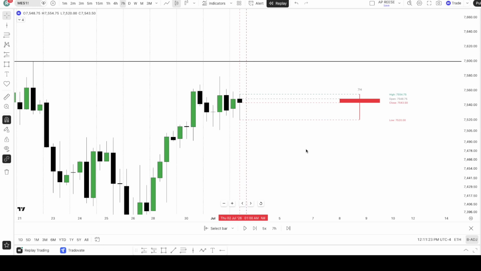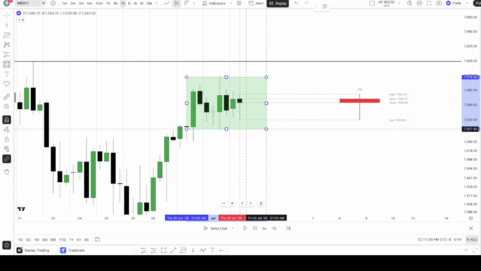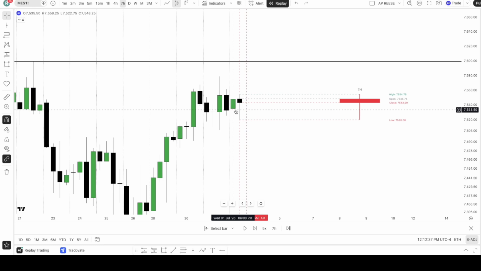In this next example, using MES on the 7-hour time frame, we can see that price is currently inside this tight range. You do have price coming up, sweeping this swing high, but then price just closes back inside the range and it's just sitting here. So many traders will look at this like, man, price ain't doing nothing. However, I look at it differently.